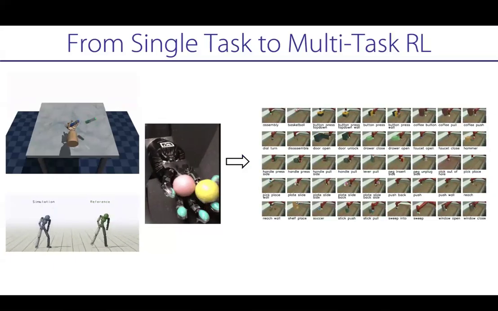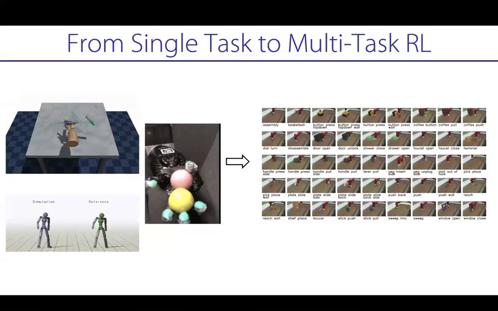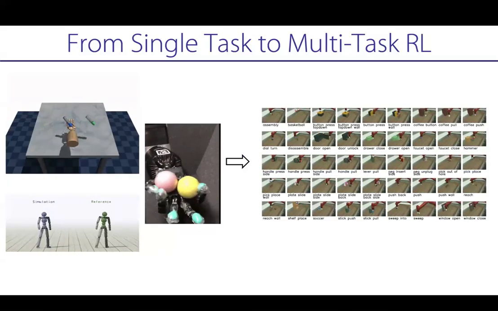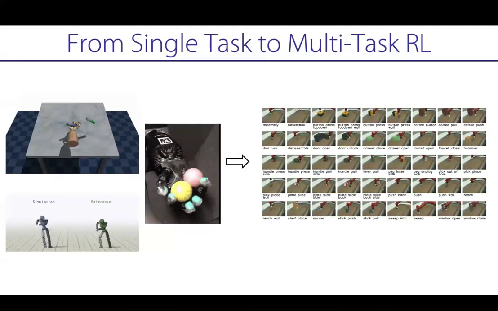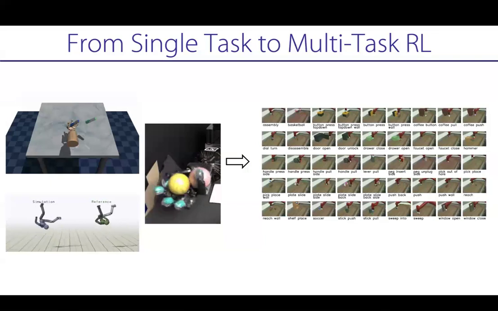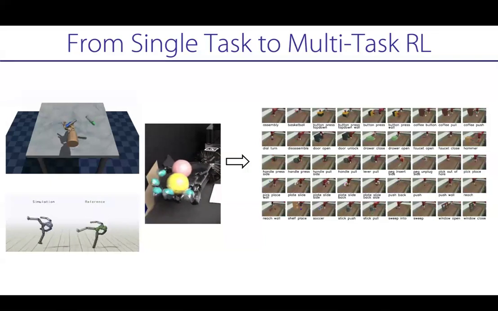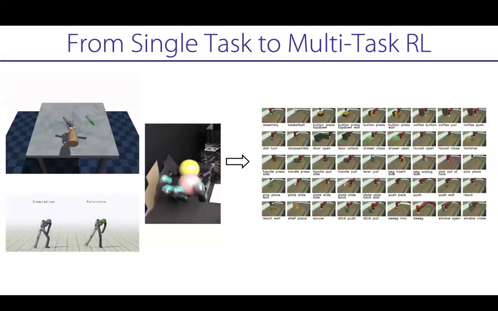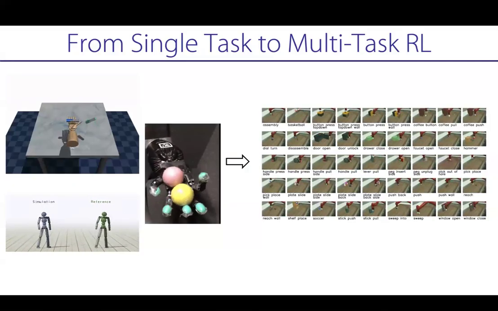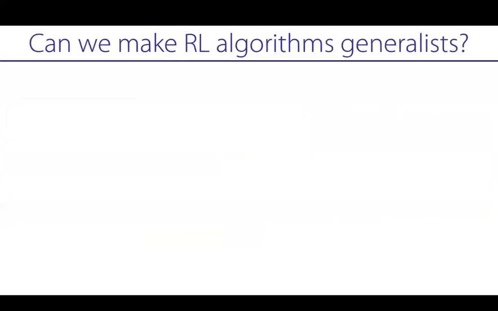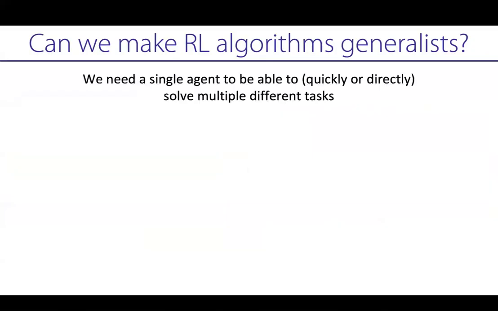And so the question that multitask RL asks is, can a single policy solve 100 tasks, and what does it take to get there? So far, what we've cared about is just maximizing reward in a single setting. In multitask RL and meta RL, you care about distributions of problems. You don't care about a single problem, you care about a set of problems. And so the question that multitask and meta RL ask is, can we make these RL algorithms generalists? So we want a single agent that can either directly or quickly solve new tasks, right?